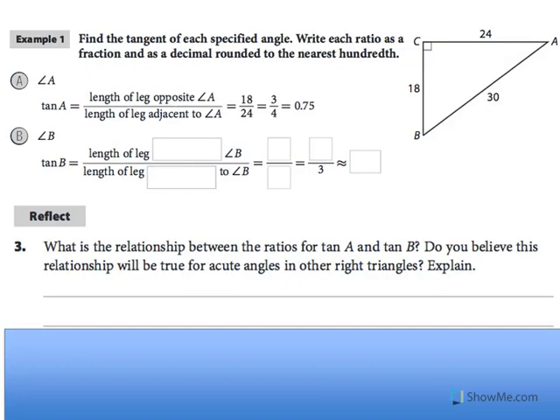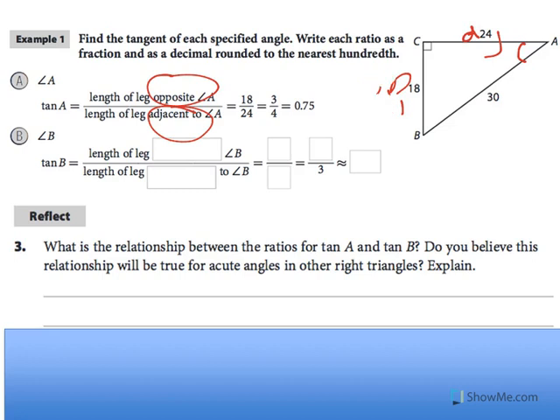So let's go through our example 1. Find the tangent of each specific angle. Write each ratio as a fraction and as a decimal rounded to the nearest hundredth. So here, for example 1A, we're looking at angle A. This is our adjacent, and this is our opposite. So we see that tangent of angle A is opposite over adjacent. Opposite is 18, adjacent is 24, reduced to 3/4, which is 0.75.